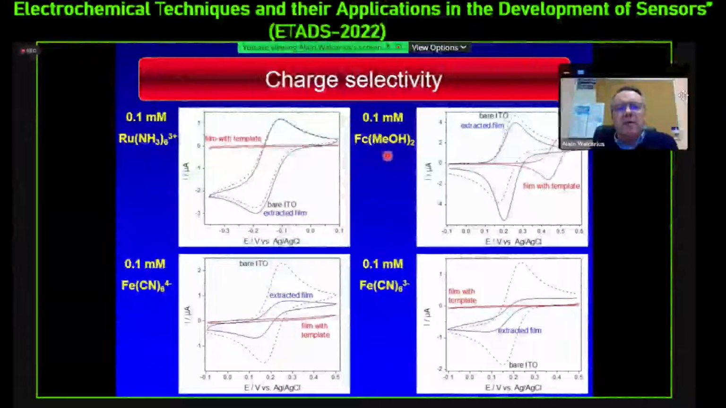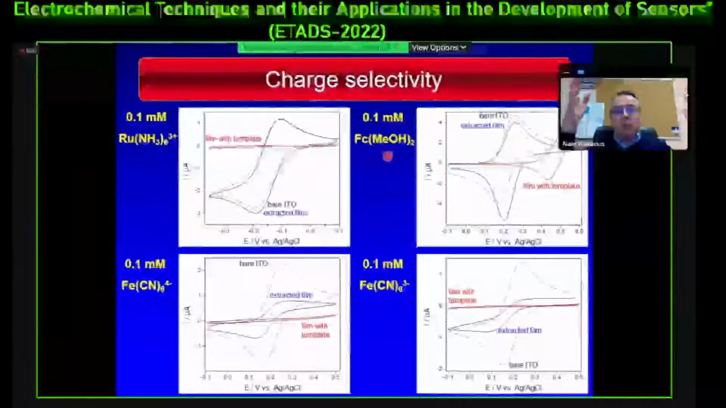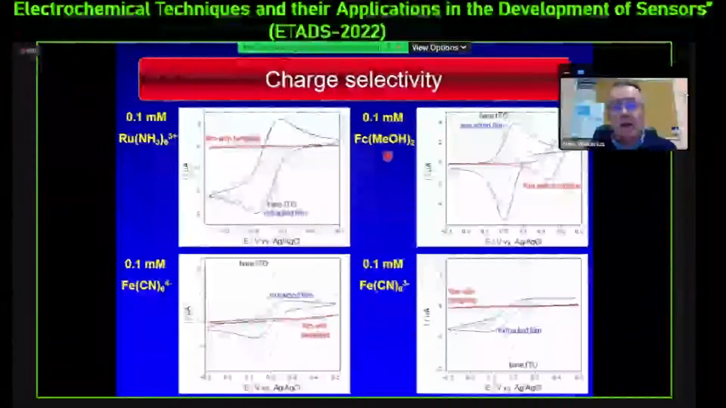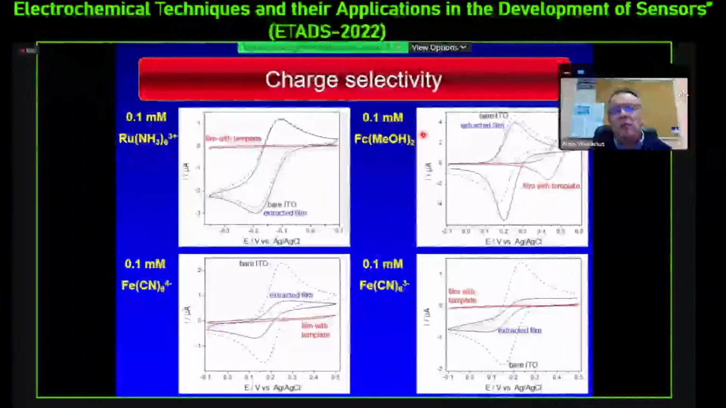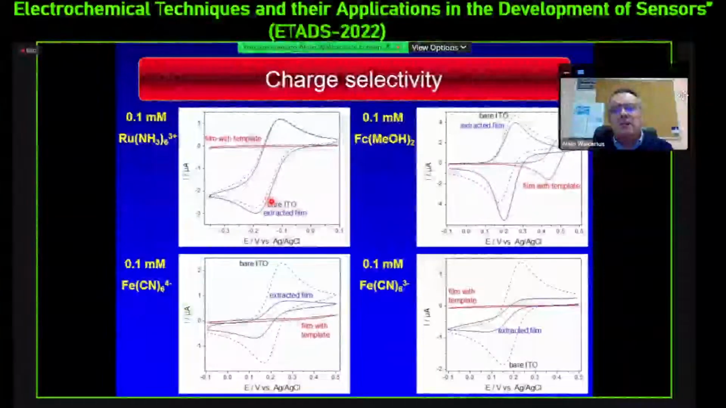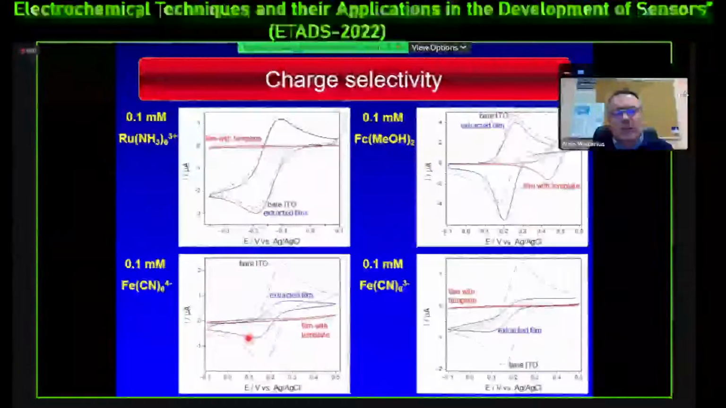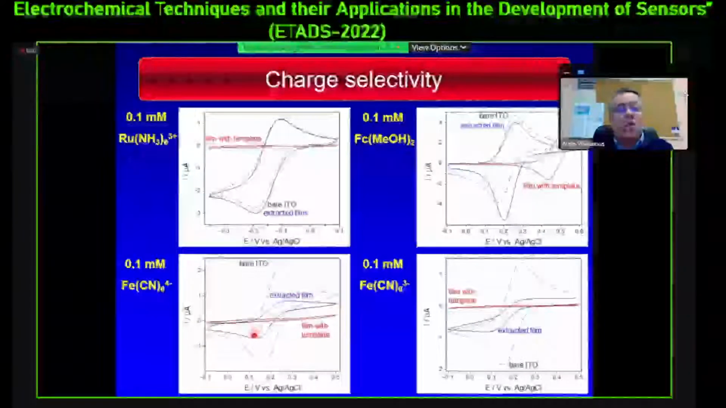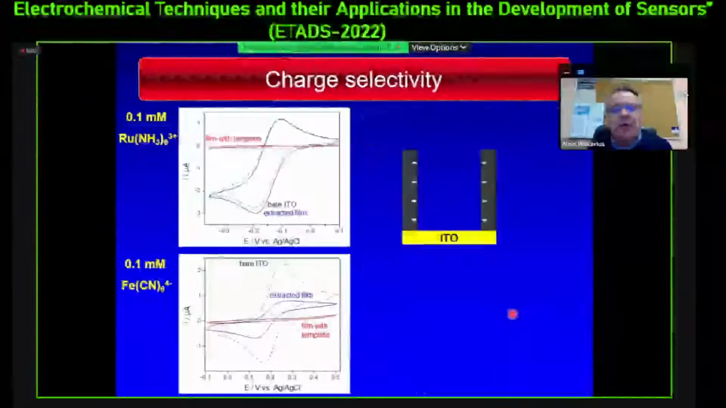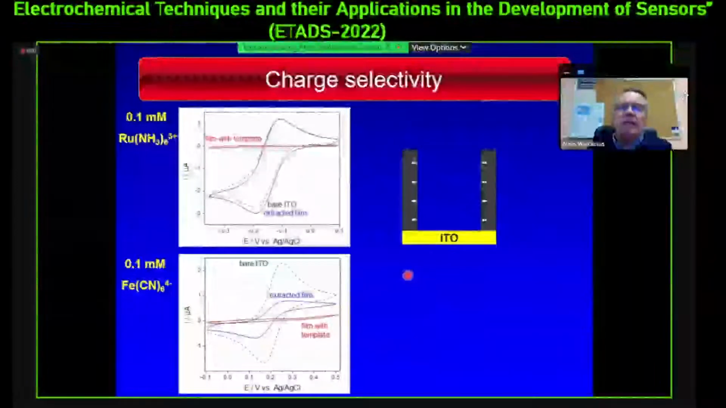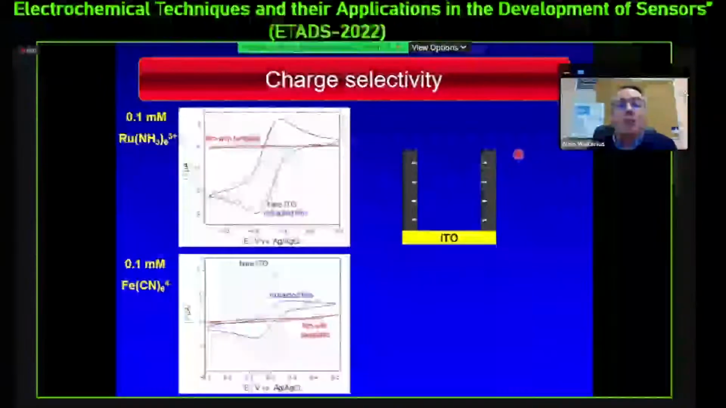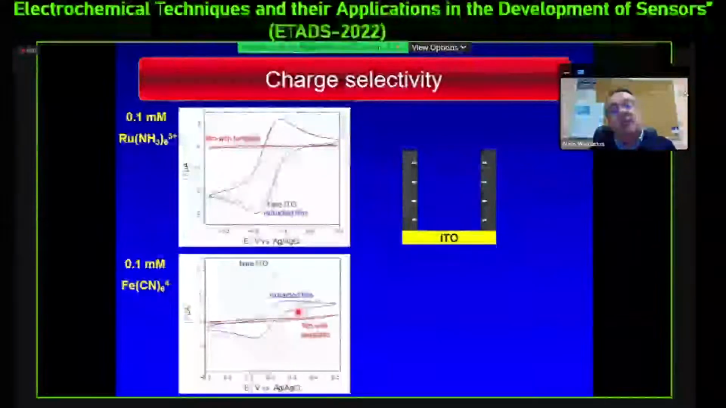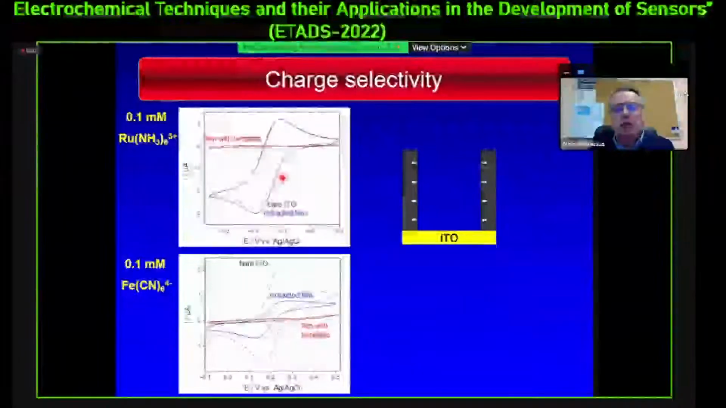After removal of the template, all probes are likely to diffuse freely through the film. But we observe significant differences. Only for the positive one and the neutral one, the signals are of the same order of magnitude as on the bare electrode. But when using anions, the signals are much smaller. So how to explain this? We explain this because the silica surface is negatively charged, and this induces some electrostatic repulsion for the anions and some accumulation of the cations.